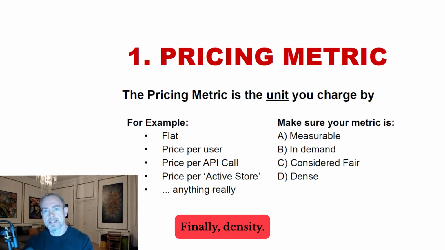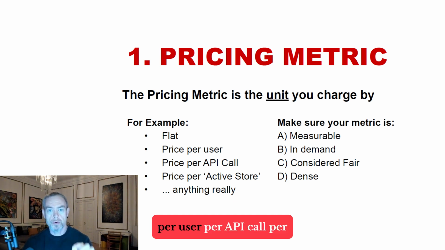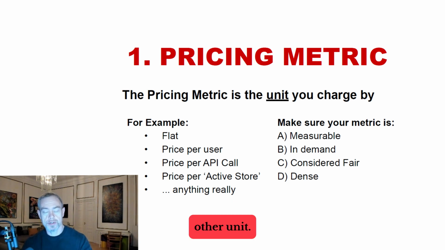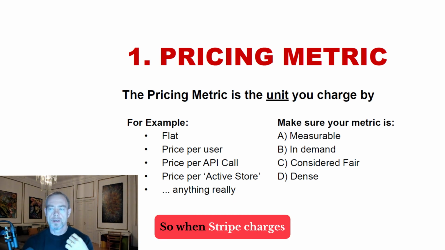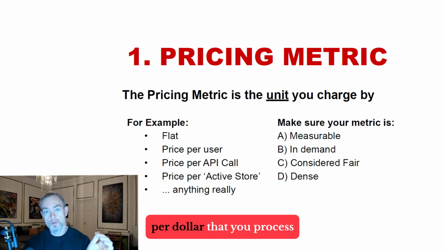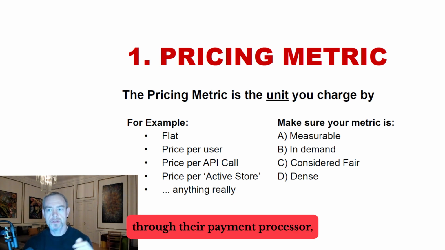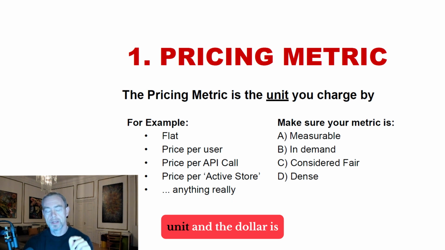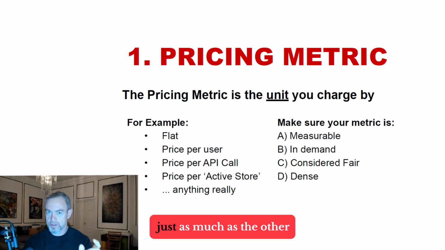Finally, density. Density is the point where the unit you charge by, per user, per API call, per patient in your hospital software, is uniform, meaning that every unit has the same value as the other unit. So when Stripe charges you 2.95% per dollar that you process through their payment processor, then the dollar is the unit.